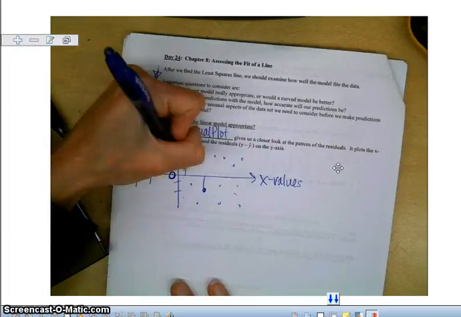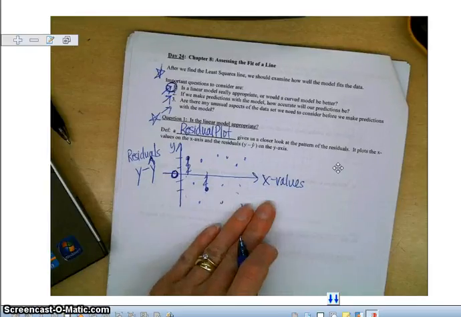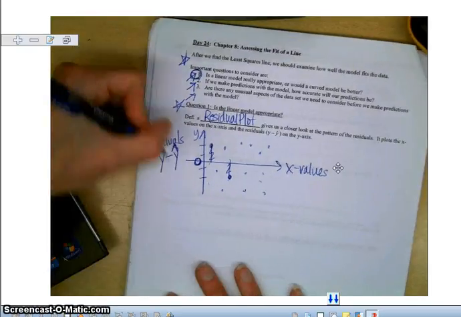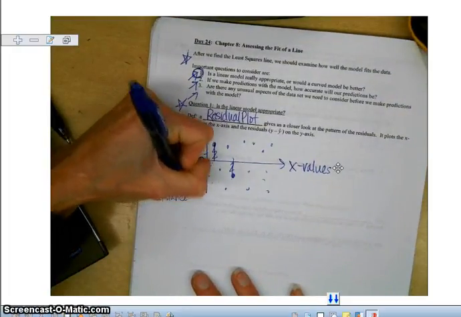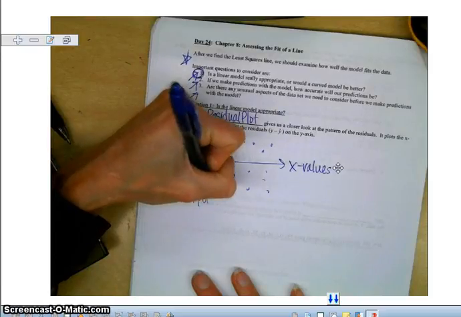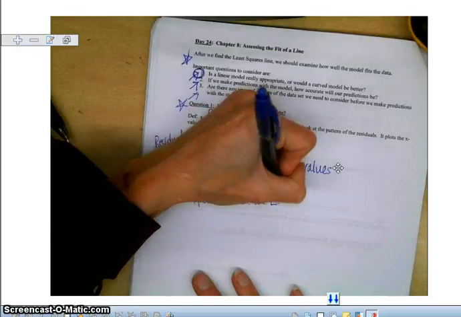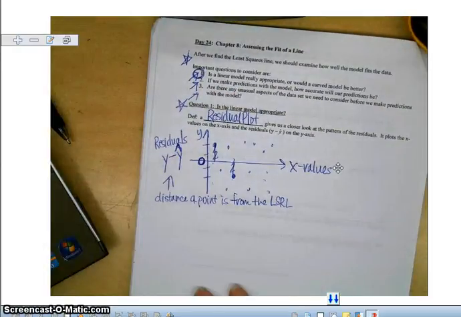Now these lines aren't part of a residual plot. I'm just using that. So we plot the normal x values from our list against the residuals. In general, I want you to think of residuals as the distance a point is from the least squares regression line, y minus y hat. That's in words what the residual means.